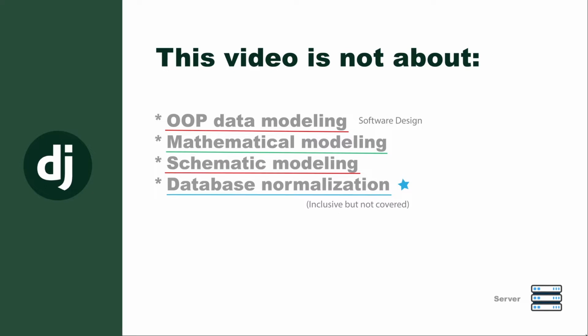So what are we talking about in this video? This video is not about object-oriented data modeling, which is a subject of software design. We are talking about mathematical modeling. As you can see, I underlined mathematical modeling with green. As much as I love mathematical modeling, we are not going to talk about that. We're not talking about schematic modeling either. Data modeling is not about schematic modeling, which is specific to fields like civil engineering, electrical engineering or mechanical engineering. We should have been talking about data normalization, which is a subject included in data modeling in computing, but we're not going to talk about data normalization in this video. As you can see, it's underlined with blue, and we have the statement inclusive but not covered. We're not going to talk about database normalization.